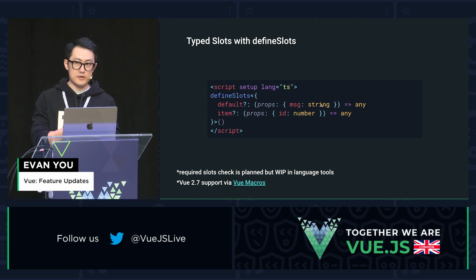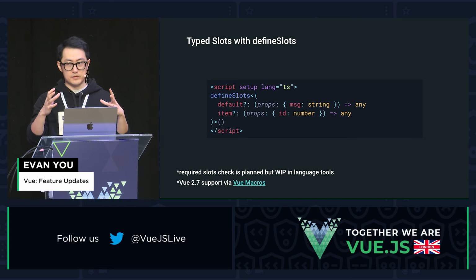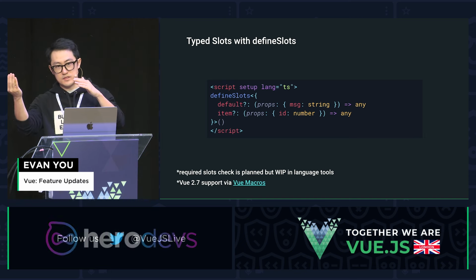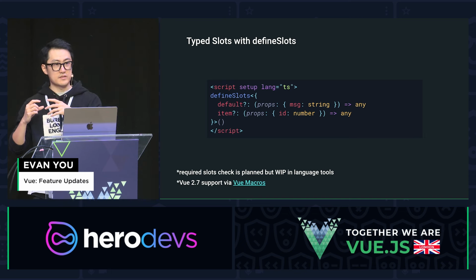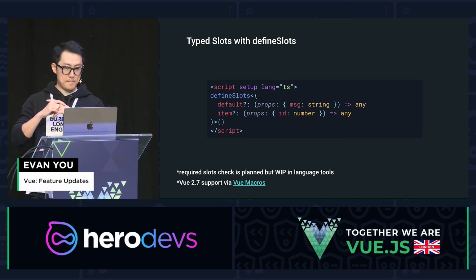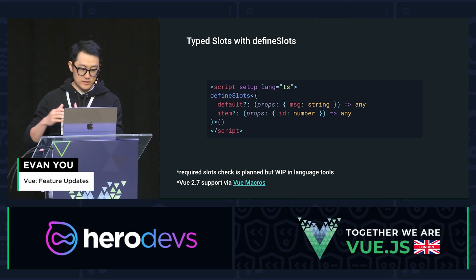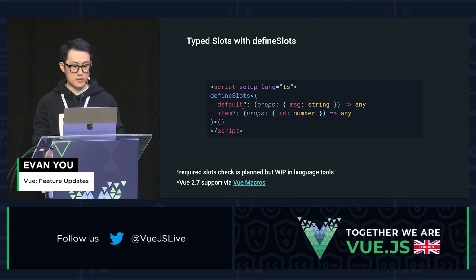And also in the parent, when you consume this component and you use the slot and you receive the message from the scoped slot, it's going to give you the string type correctly. Currently, one thing that's still missing is the required slots check. As you can see, we do have the ability to differentiate between a required slot versus an optional slot with this. Currently, the required slot check is not implemented yet, but it's planned, and it will be there eventually.